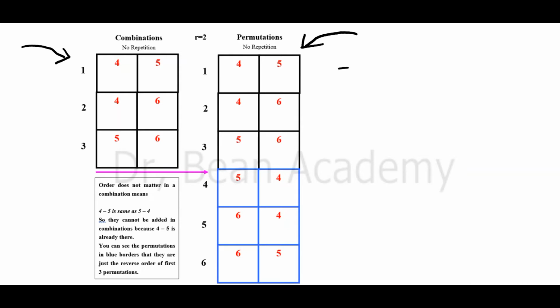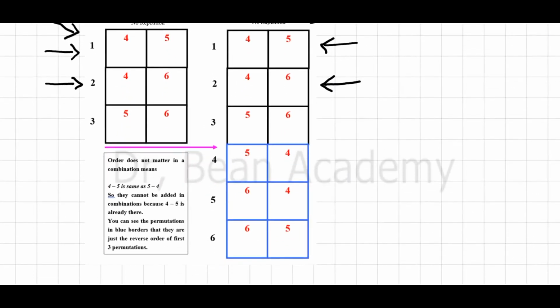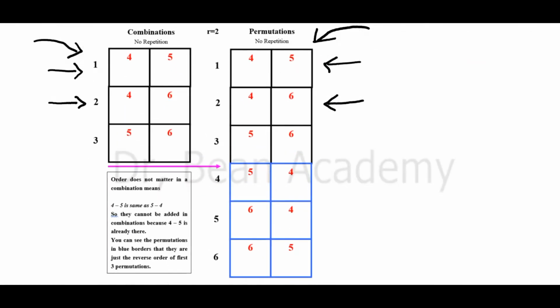The first permutation is 4 5. Similarly, the first combination I have chosen is 4 5, right? Similarly, the second permutation of size 2 is 4 6. Similarly, on the left side, my second combination is also 4 6 from the 3 given digits 4 5 6. Now the third permutation is 5 6, and the third combination is 5 6 as well.